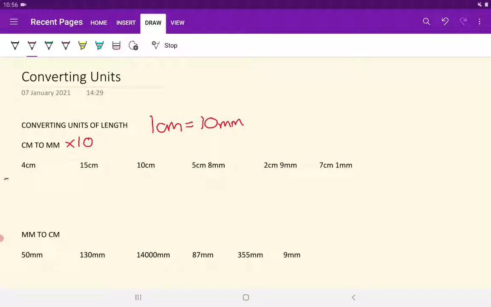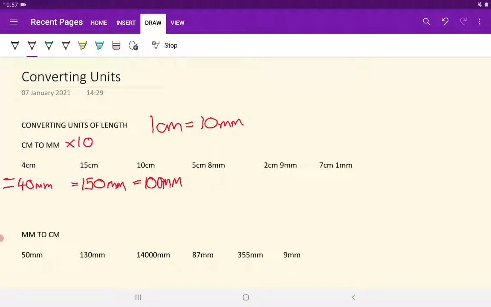So, 4 centimetres, we're doing 4 times by 10, and that's going to give us 40 millimetres. So, 4 centimetres is going to be 40 millimetres. 15 centimetres, we're doing 15 times 10, so that'll be 150 millimetres. And then 10 centimetres, that's going to be 10 times 10, which is 100 millimetres. And it's important to make sure you write down the right units every time. So these ones are all going to be millimetres.